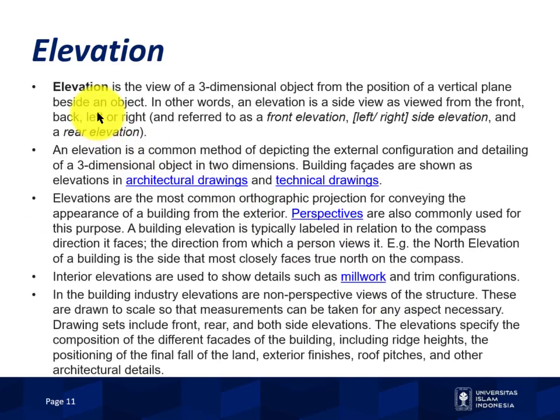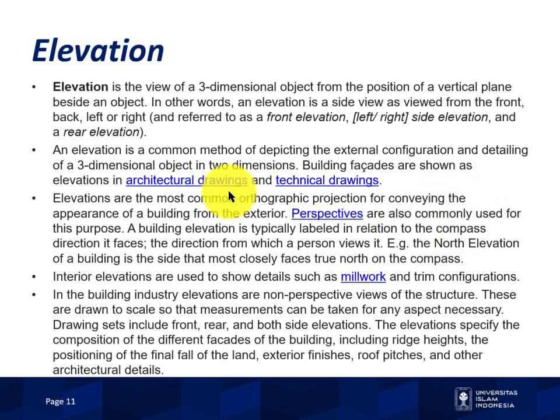And then the second thing is elevation. Elevation is the view of three-dimensional objects from the position of a vertical plane beside an object. In other words, an elevation is a side view as viewed from the front, back, left, or right, and referred to as a front elevation, left or right side elevation, and a rear elevation or a back elevation. An elevation is a common method of depicting the external configuration and detailing of a three-dimensional object in two dimensions.